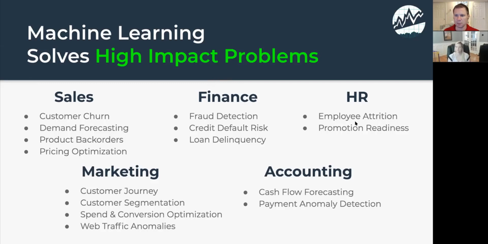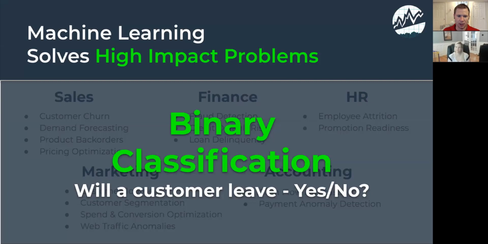HR, and this is a problem that I'm very familiar with because I've actually worked with companies on it. Employee attrition. It's basically the same thing as customer churn, except it's the employees that are leaving the company. So you want to try and predict which employees are at risk of leaving and try and implement preventative strategies for the high performers, the ones that your company cannot afford to lose. And then you've got marketing and accounting, and all sorts of things there. So there's a lot of these high impact problems that can save your company millions of dollars. So that's why we want to learn machine learning.